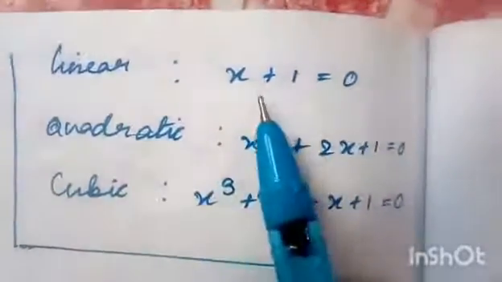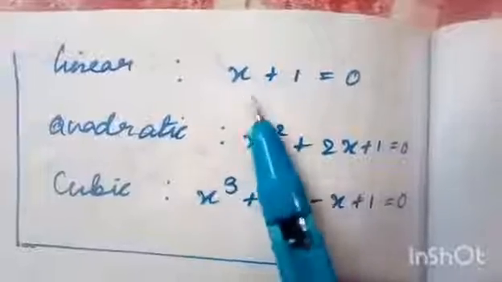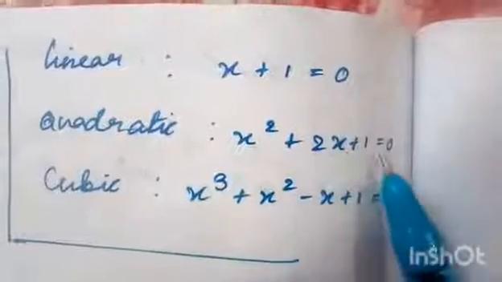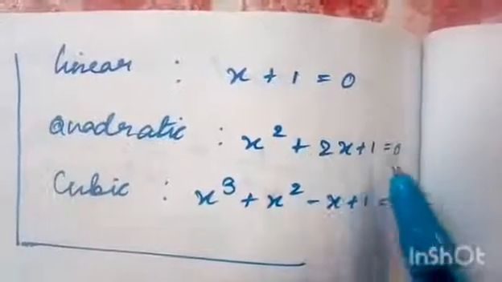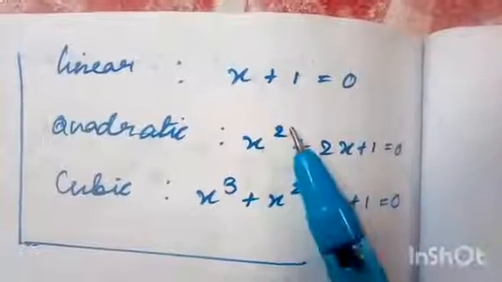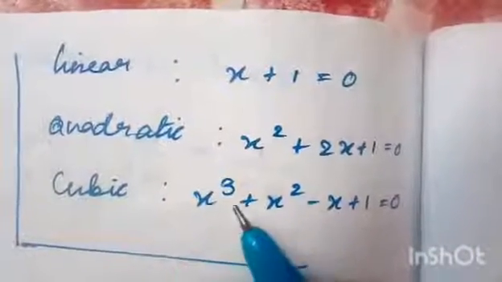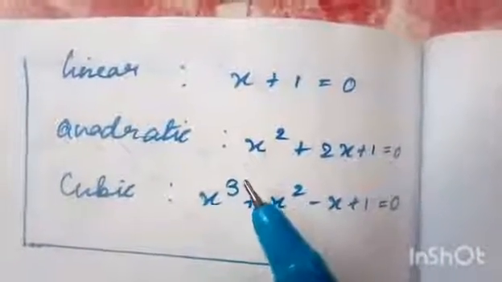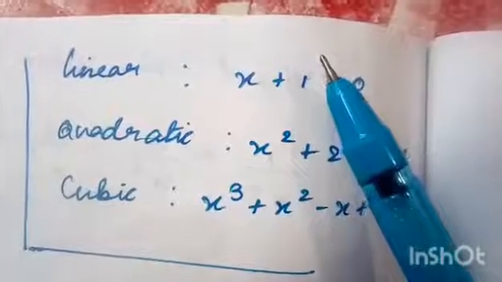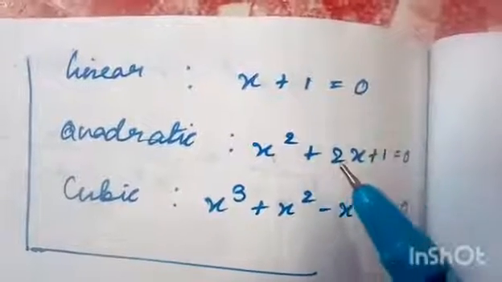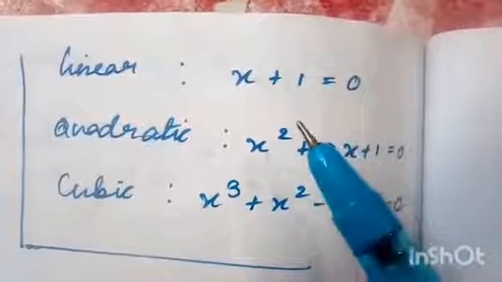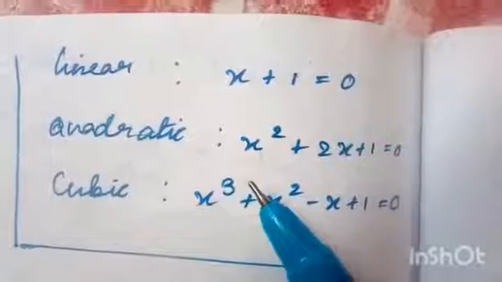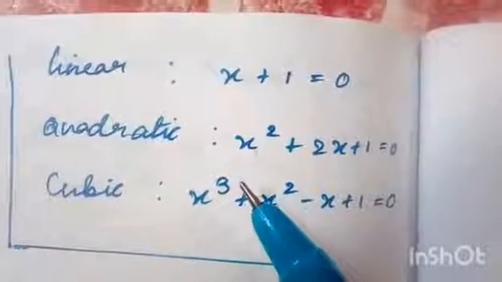A linear equation means it has highest power 1, so that is x plus 1 equal to 0. Next one, quadratic equation, that means x square. Some examples: x square plus 2x plus 1 equal to 0, their highest degree is 2. Cubic equation, x cube plus x square minus x plus 1 equal to 0, their highest degree is 3. So linear equation means the highest degree is 1, quadratic equation the highest degree is 2. Degree means what? Highest power. Cubic equation means highest power is 3, that is, their degree is 3.